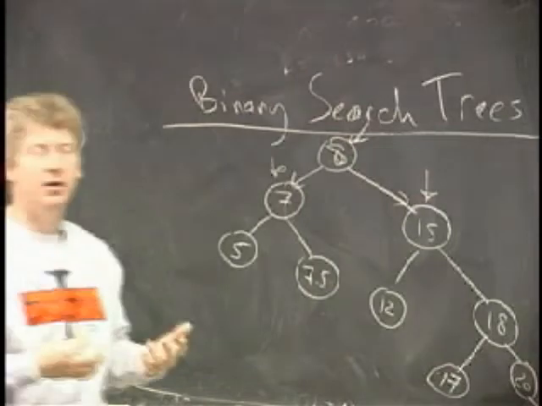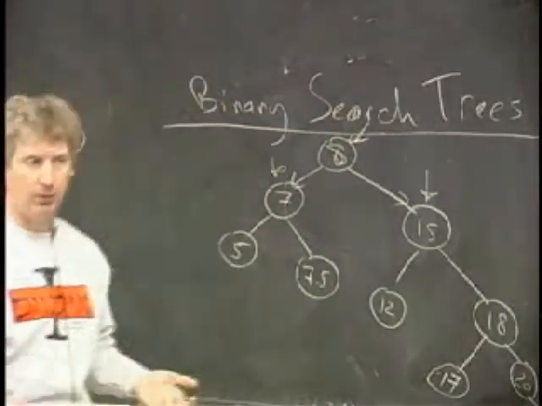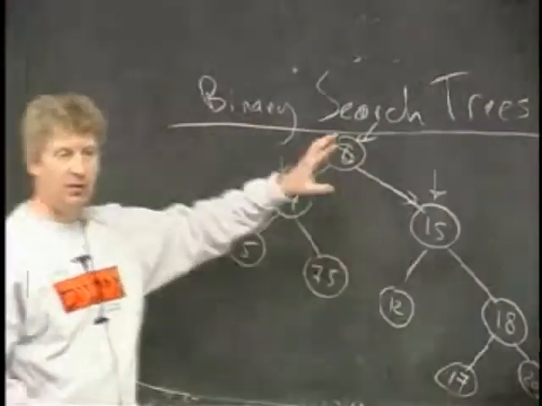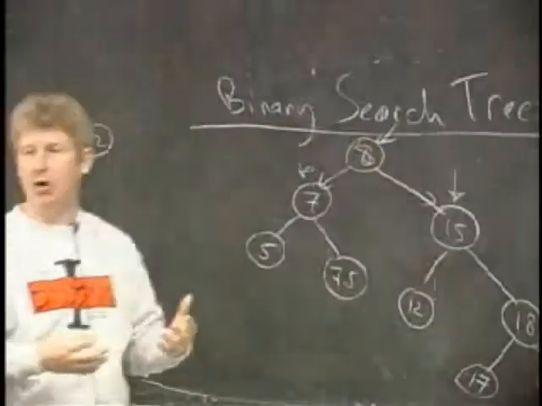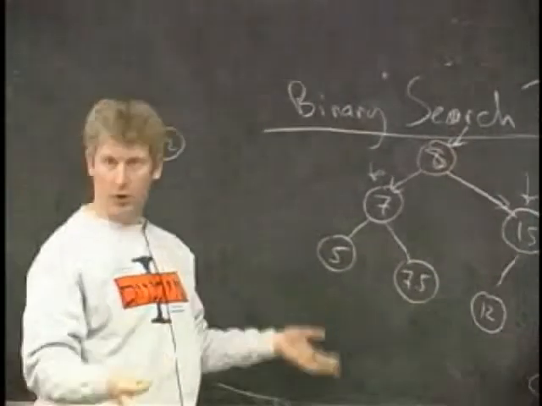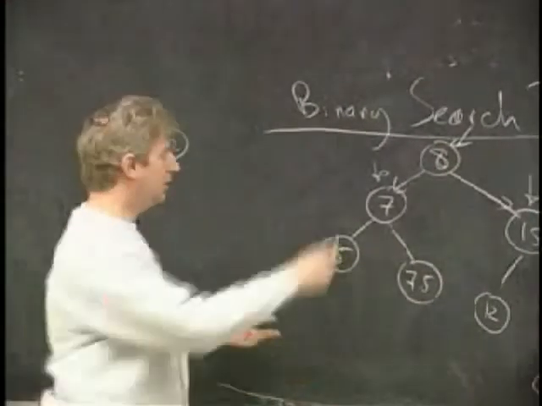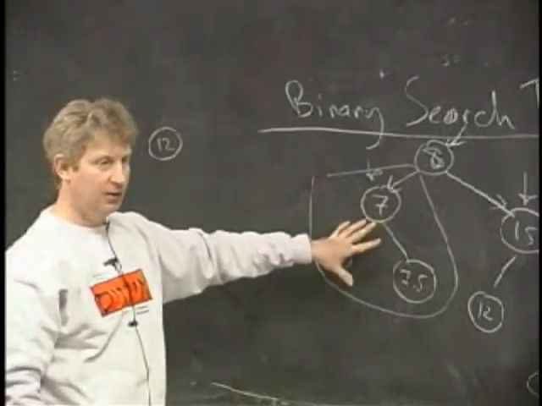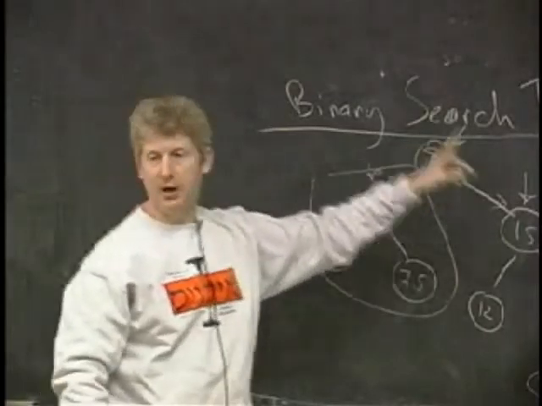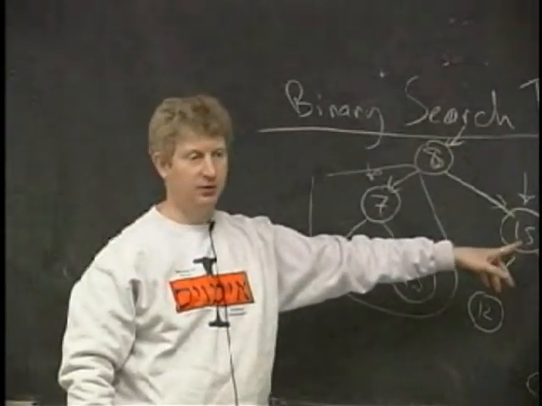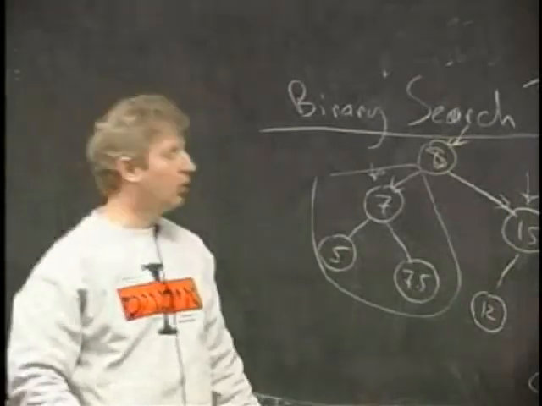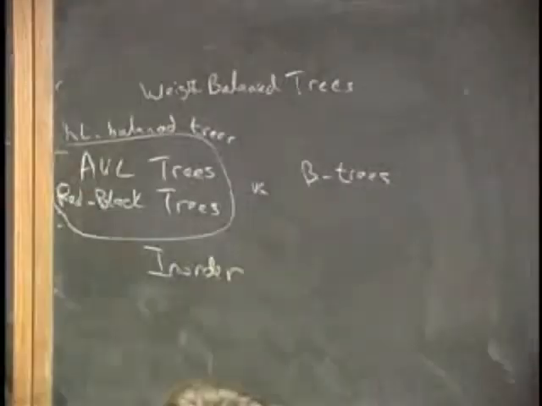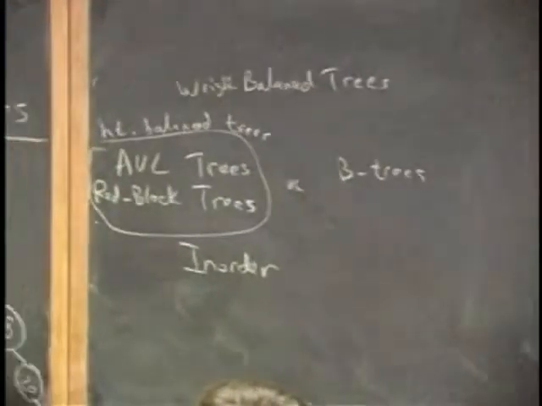Well, the way to do it is using recursion. And it's a very natural way. What do you know about this tree? All the values smaller than 8 are on the left side. All the values bigger than 8 are on the right side. So if you want to print out all these values in sorted order, all you have to do is first print out this subtree recursively, then print out the root, then print out the right subtree recursively. And that's called an in-order traversal.